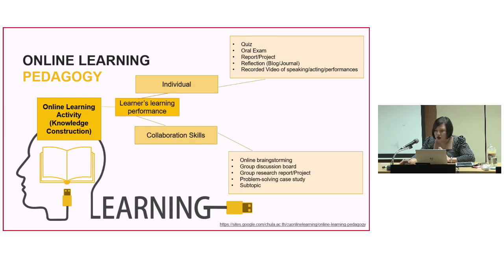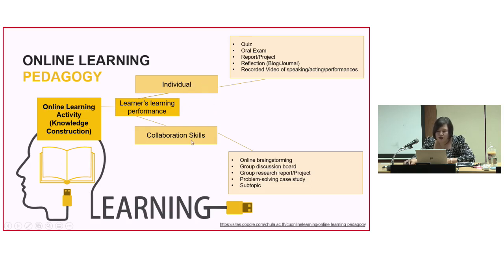For other learning activities for learning performance, for the individual, we can use a quiz, an oral exam, a report or project. For reflection, you can have students write a blog or a journal, not only a report. Maybe we can use another form, and recording a video of speaking, acting or performance. That way, you can see the performance of your student.